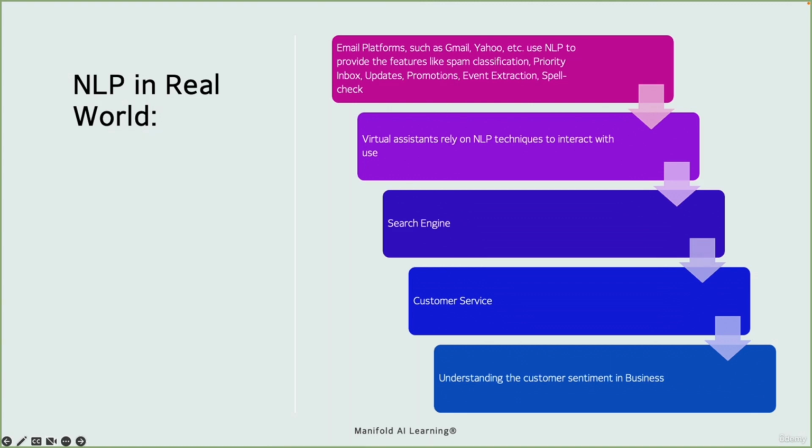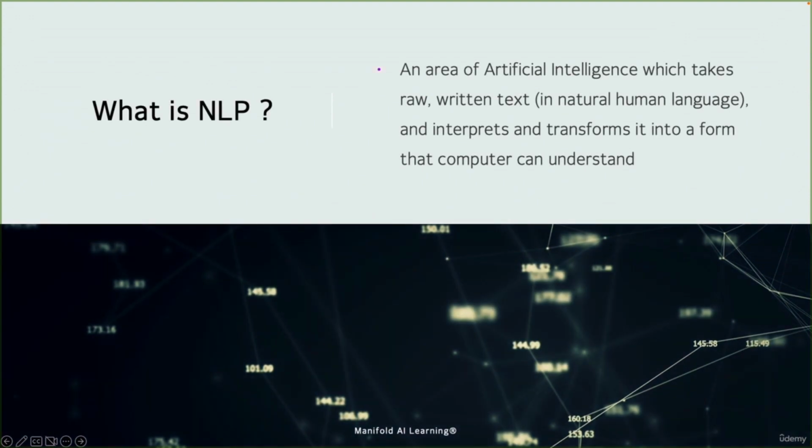Hence, I would say natural language processing is one of the key things that every data scientist or every person has to know in the data science world, because it enables us to understand and extract information from text data. As I've already mentioned, NLP is an area of artificial intelligence. It takes raw written text in natural human language and interprets and transforms it into a form that my computer can understand. So it's a technique which helps computers understand our human language.